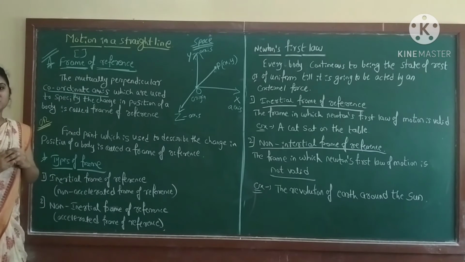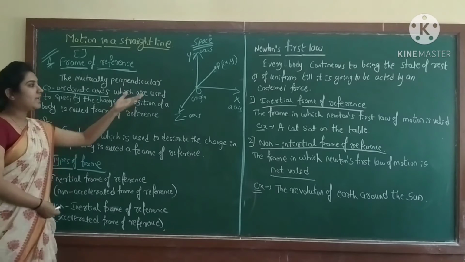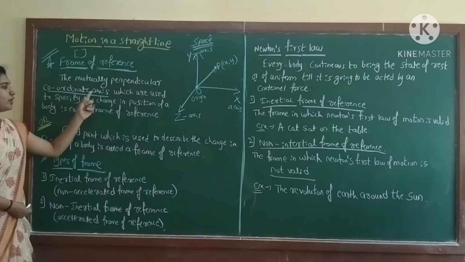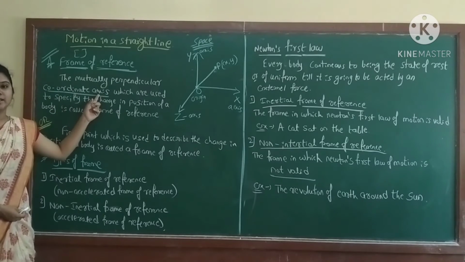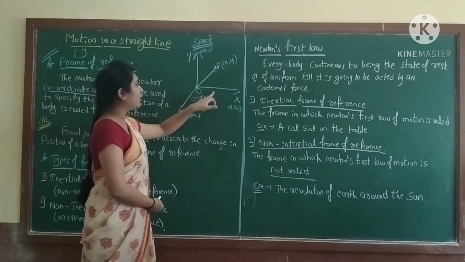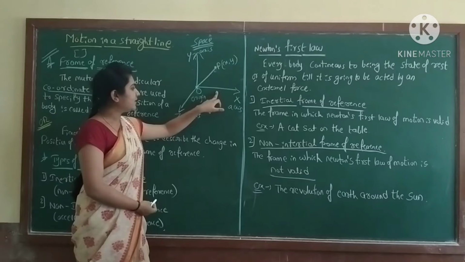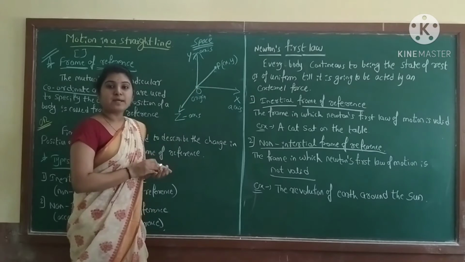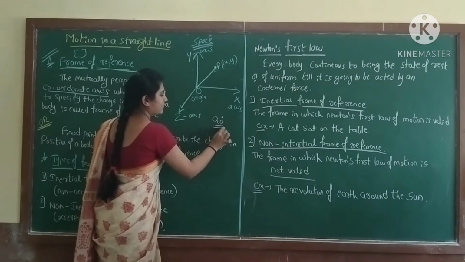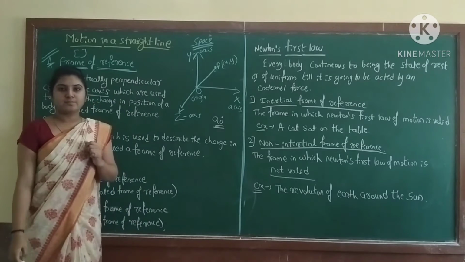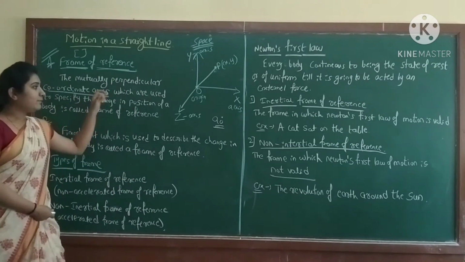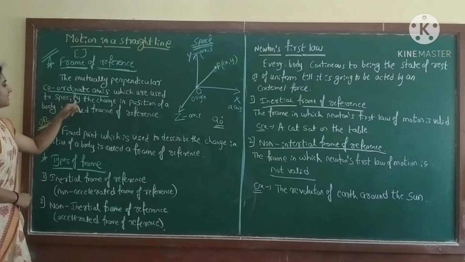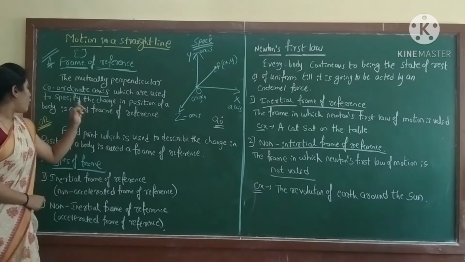They are coordinate with each other. Understood? So now we can easily define the definition. What do they say? The mutually perpendicular coordinate axes. See, this is perpendicular to this one. For the x-axis, the z-axis is perpendicular. For the z-axis, the y-axis is perpendicular. Perpendicular is 90 degrees. So they are mutually perpendicular to each other, correct? Then which are used to specify the change in the position of a body.